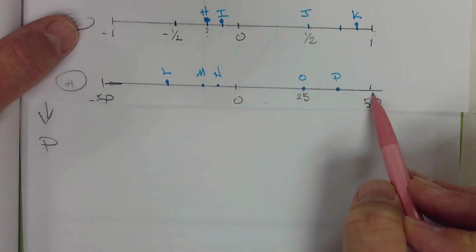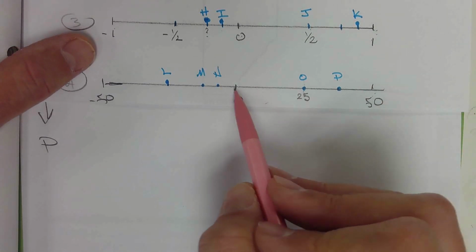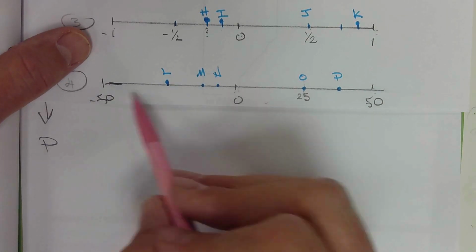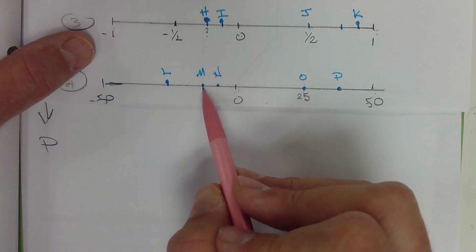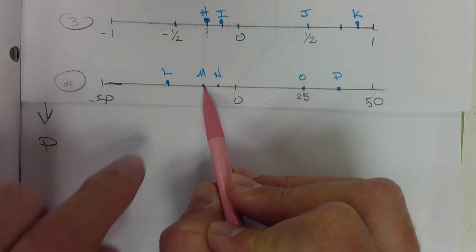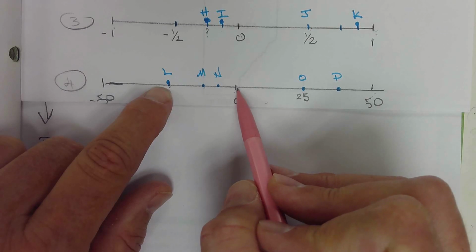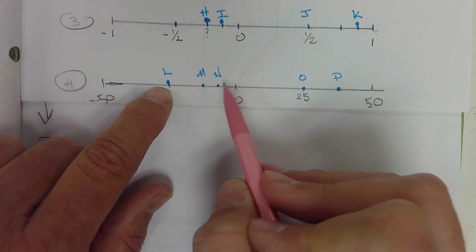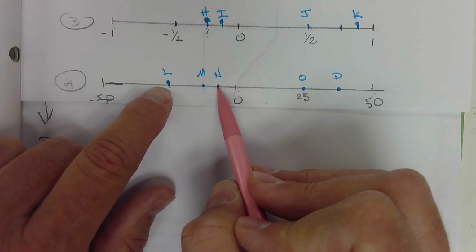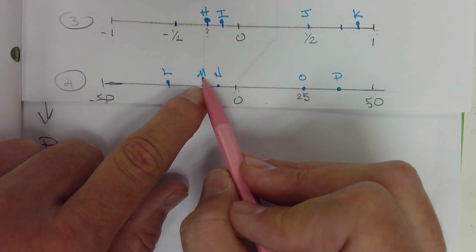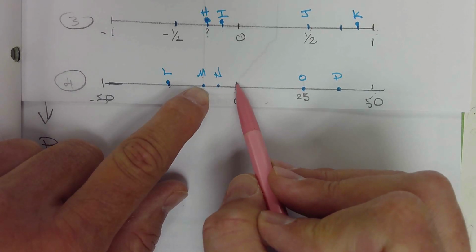Think about it. And then same thing here. L is halfway between 0 and -50. M is halfway between whatever L is and 0. And N is halfway between M and 0.